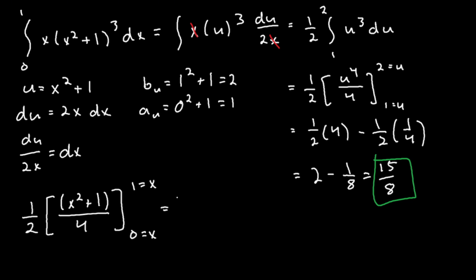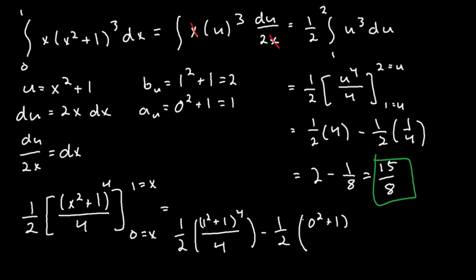So if I were to solve for this, this would be 1/2. If you plug in 1 into here, oh, this is to the power of 4. If you plug in 1 into here, you get 1 squared plus 1 to the power of 4 over 4. Minus, now I have to make more space for this. Minus 1/2 times 0 squared plus 1 to the power of 4, of course, over 4. Now if you simplify everything in this equation, it all just equals 15 over 8 as well.